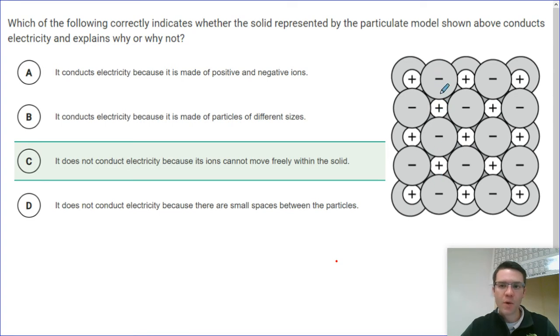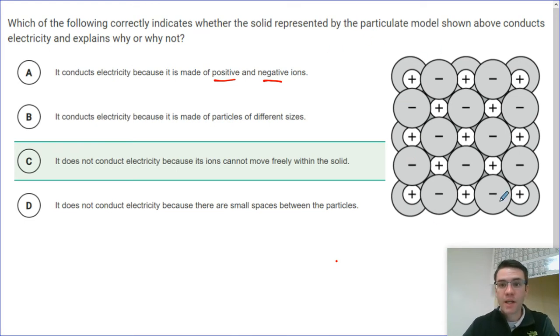If you hit it with a hammer, it would break. It wouldn't bend. So let's look at our choices here. A, it conducts electricity because it's made of positive and negative ions. Tempting choice here because it is positive and negative ions, but it cannot conduct electricity because they can't move. To conduct electricity, you have to have positive and negative charges that can move freely.